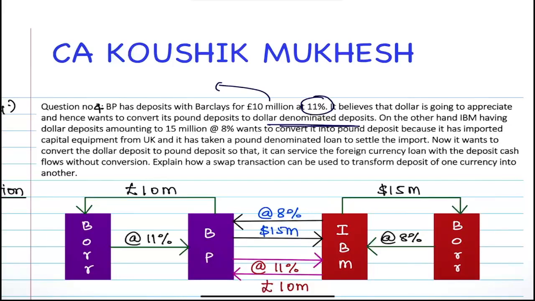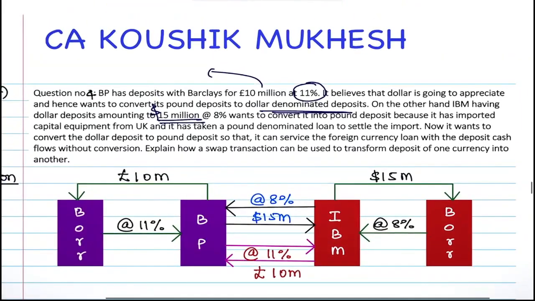On the other hand, IBM has a deposit of 15 million. This is in dollars and it wants to convert into pounds, because the same imports are there and it wanted to dispose of them directly. This is what they wanted to do. Now they wanted to convert. Same question here, but this is on a deposit. The borrower is Barclays Bank here. Here there is another person. What happened? Let us see.